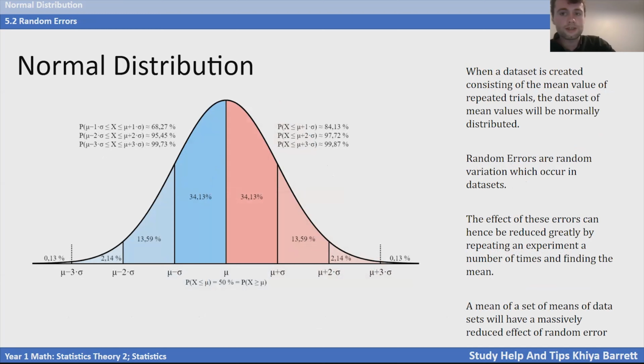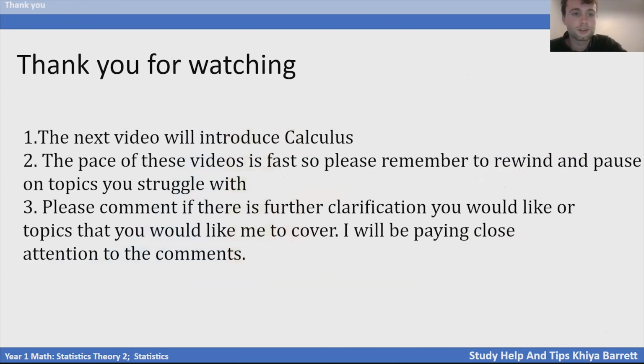Okay, what does that mean? We know that when a data set meets that condition, it will be normally distributed. Well, this also teaches us about random error, because this means that the effect of random error can be reduced by repeating an experiment a number of times and finding the mean. A mean of a set of means of data sets will have a massively reduced effect of random error.